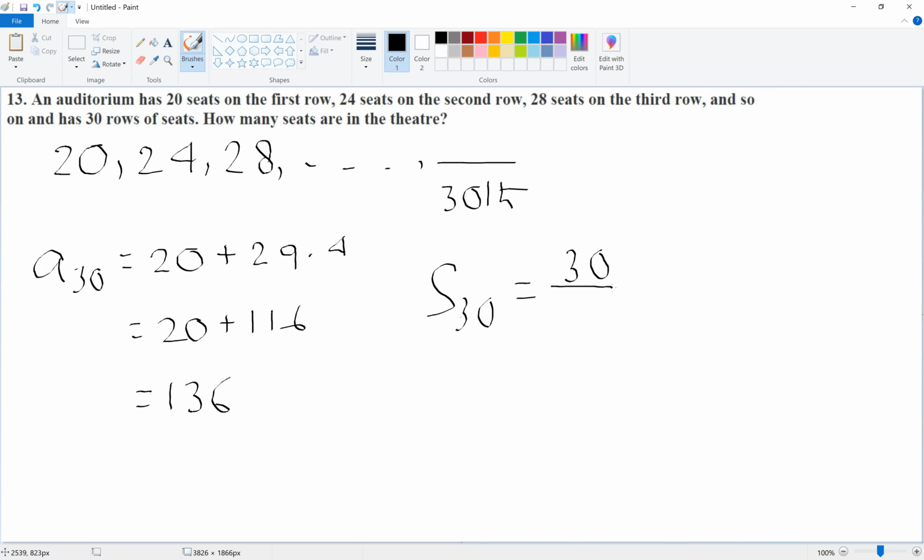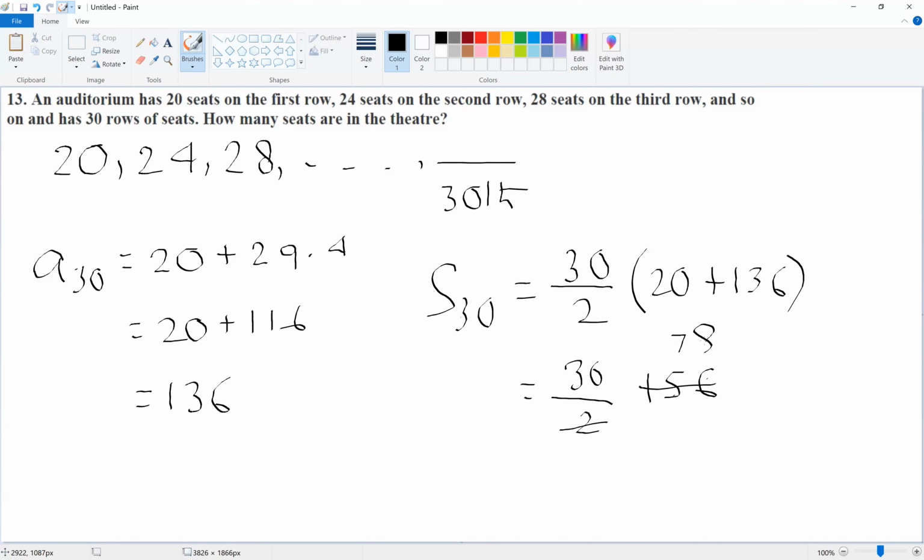Then I plugged that into the summation formula, and I got the sum of the first 30 terms equals 30 over 2, times 20 plus 136, which is the first term added to the last term. In all, that was just 15 times 156, which is the same thing as 2,340.